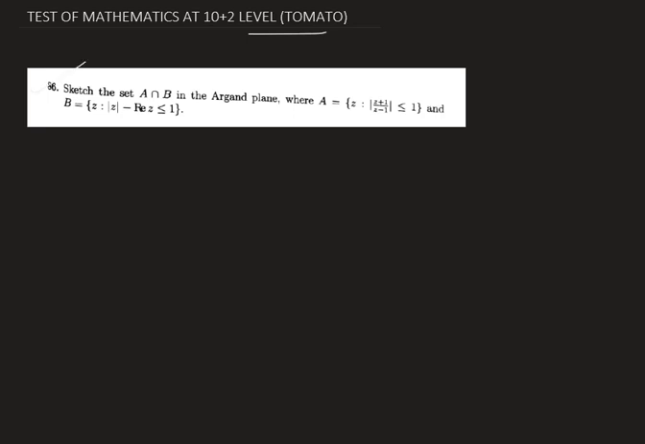Sketch the portion A intersection B in the Argand plane, where A is equal to the set of z such that modulus of (z plus 1) divided by (z minus 1) is less than or equal to 1, and the set B says that z such that modulus of z minus real part of z is less than or equal to 1. Okay, so let's try to solve this problem.